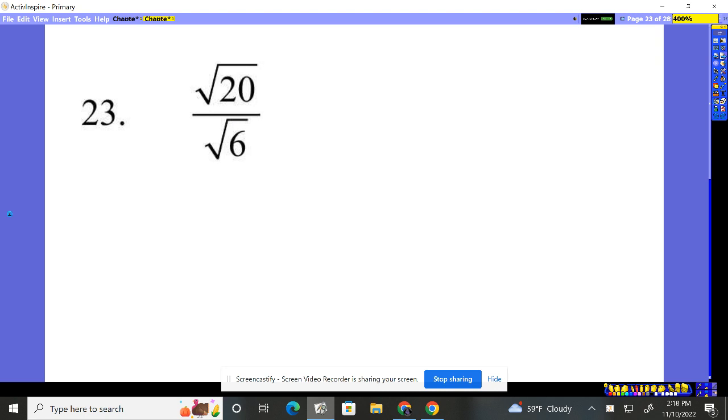23. Before I go any further, I could multiply by a square root of 6, but let's simplify first because 20 and 6, I know both those are even. So let's make him divide by 2. Makes him 10. Divide him by 2, I get a 3. So it's really a root 10 over root 3, but I can't have that square root in the bottom.